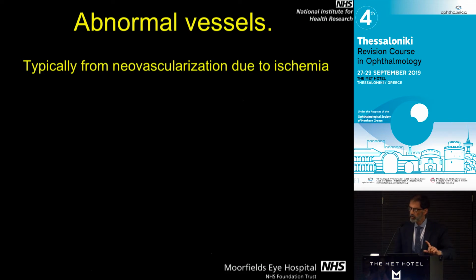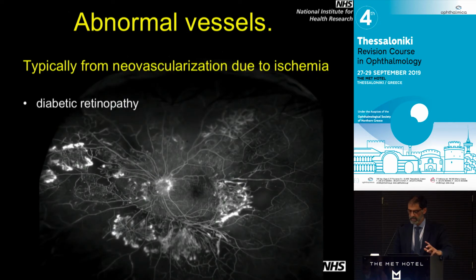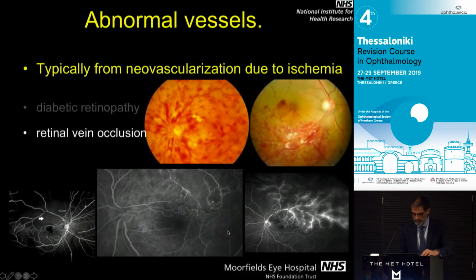This is abnormal vessels within the eye, typically from neovascularization due to ischemia, and we have all seen many causes of this. Here's diabetic retinopathy, areas of dropout, and adjacent areas of neovascularization, which always grow on the posterior vitreous face and therefore are prone to tractional hemorrhage.